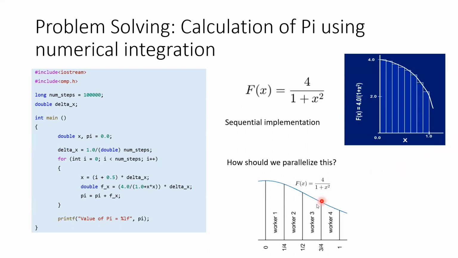Suppose you have different strides and say 4 workers. Worker means threads, and each thread is calculating the area of one rectangle, and so on.